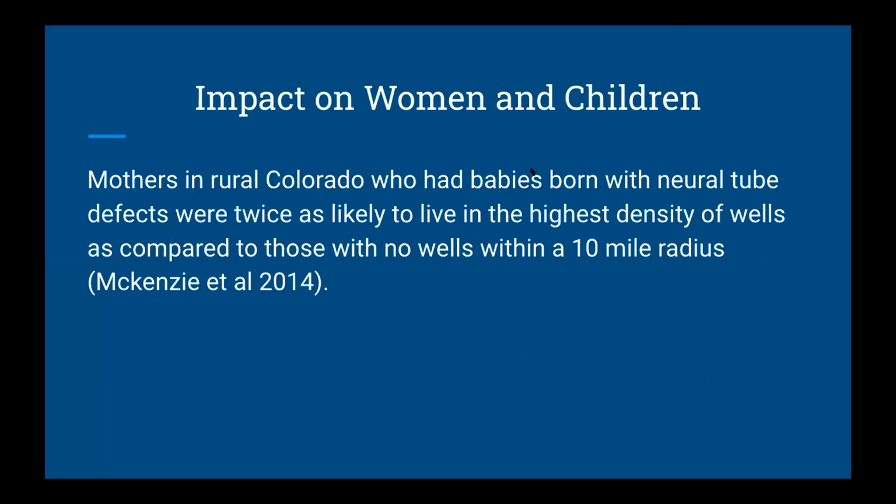The next slide. A retrospective study of mothers in Colorado, between 1996 and 2009, found that mothers in rural Colorado who had babies born with neural tube defects were twice as likely to live in the highest density of wells as compared to those who had no wells within a 10-mile radius. The next slide.